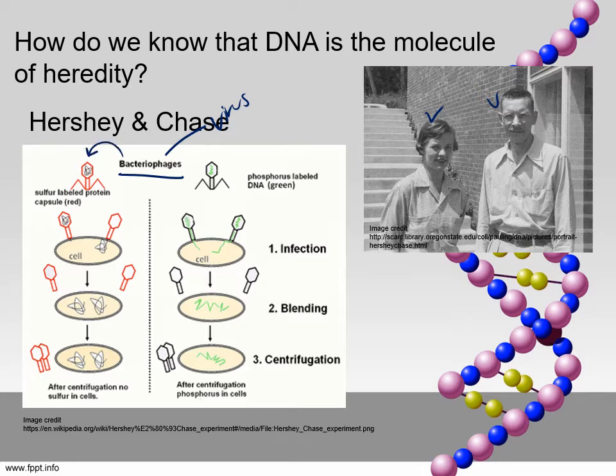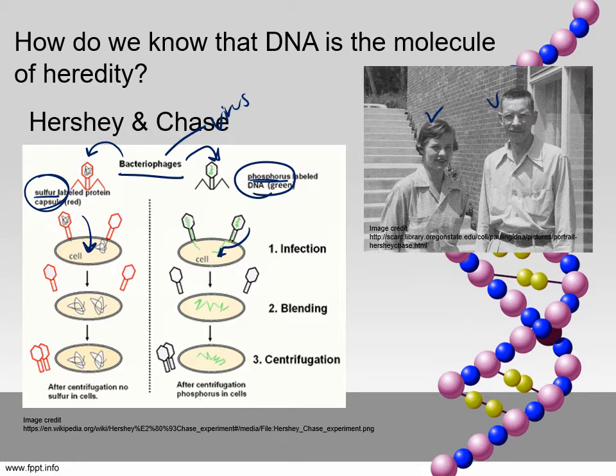Some of those viruses, bacteriophages, had radioactive sulfur in their proteins, and some of the phages had radioactive phosphorus in their DNA. We know that sulfur is only in proteins and phosphorus is only in the DNA, so it was easy to keep those two separate. The experiment then had these bacteriophages infect the bacteria, and if the protein was the molecule of heredity, then the radioactive sulfur would have ended up inside the bacteria cell to make it sick. If the DNA with the phosphorus was the molecule of heredity, then that phosphorus would have ended up inside the bacteria cell.